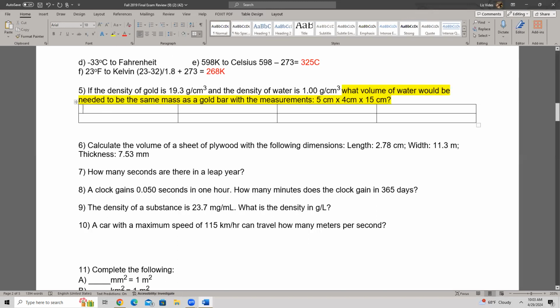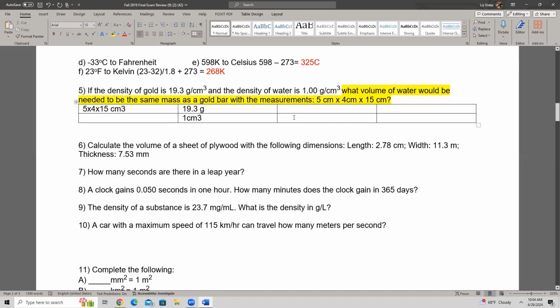We need to multiply 5 times 4 times 15, and the answer would be in centimeter cube. Once we get that, then we can use the density of gold over here first. So the 1 centimeter cube goes on the bottom, because we want to convert it, and then the 19.3 grams goes on top. But remember, this is gold.